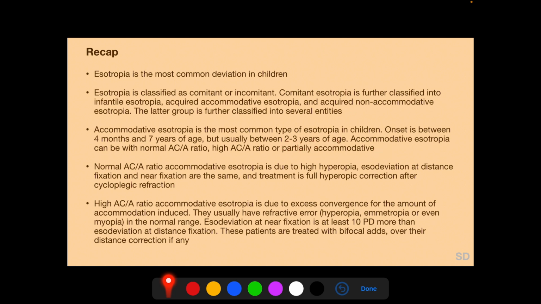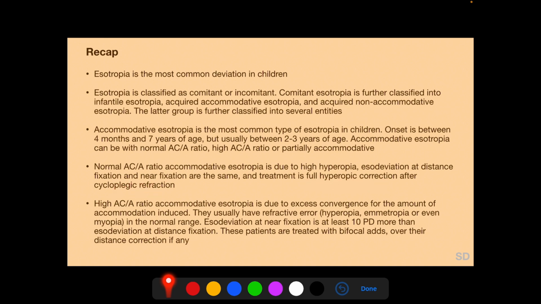Accommodative esotropia can be with normal AC/A ratio or with high AC/A ratio. Accommodative esotropia can also be partially accommodative. Normal AC/A ratio accommodative esotropia is due to high hyperopia with esodeviation at distance fixation and at near fixation being almost similar, and treatment of normal AC/A ratio accommodative esotropia is full hyperopic correction after cycloplegic refraction.